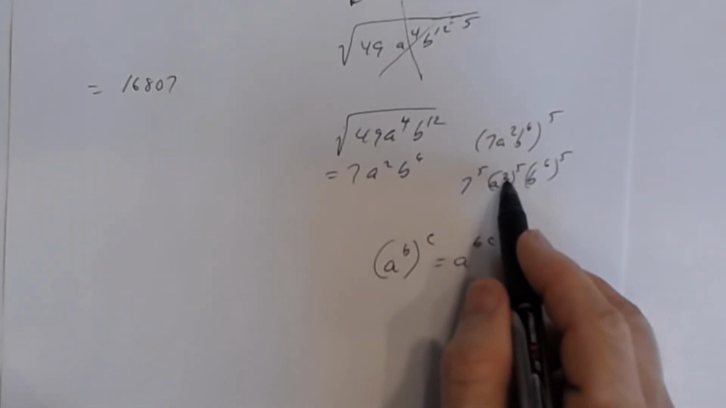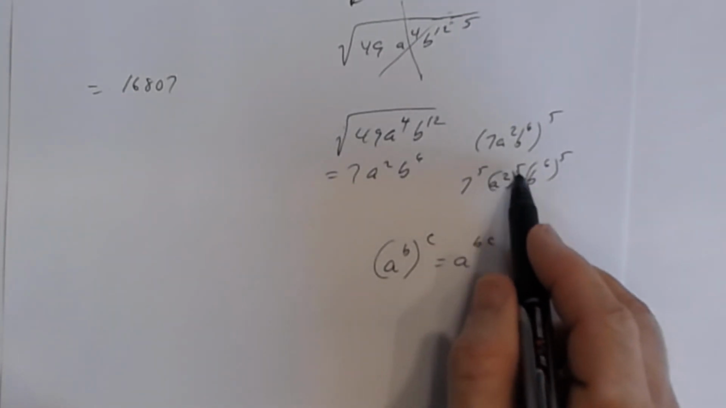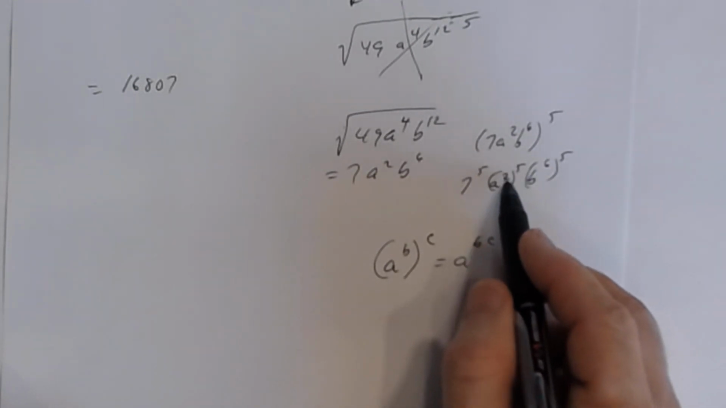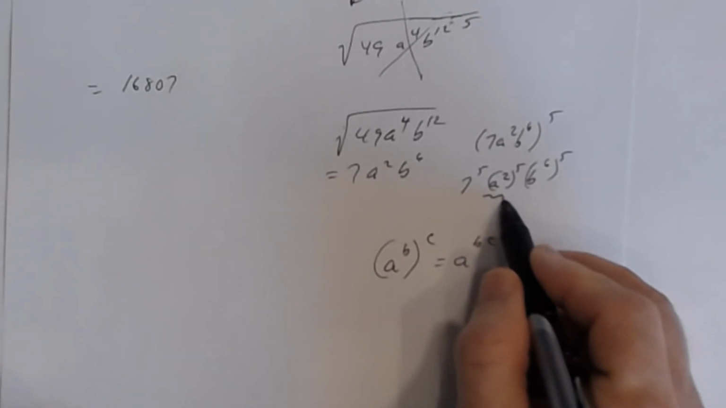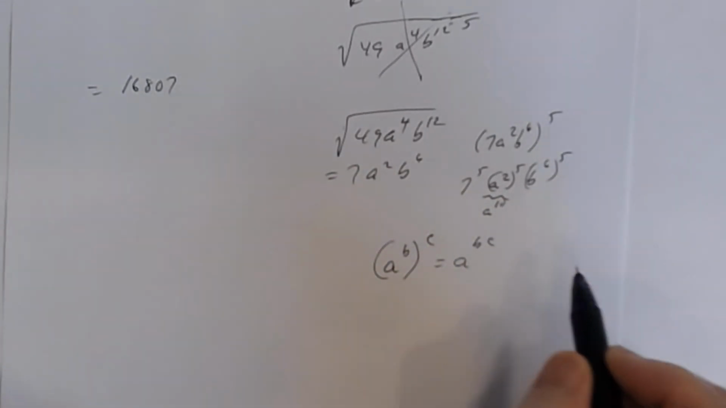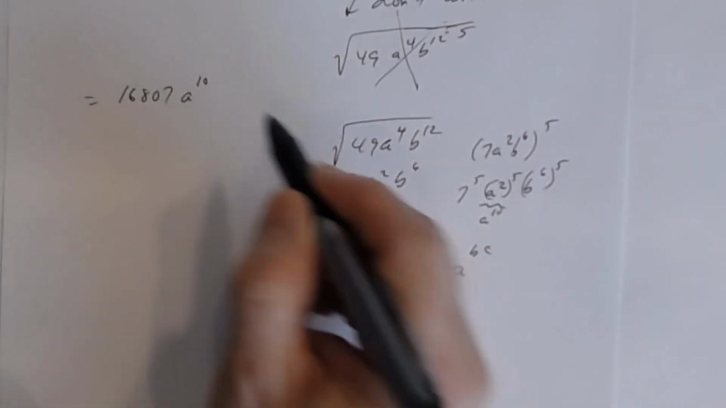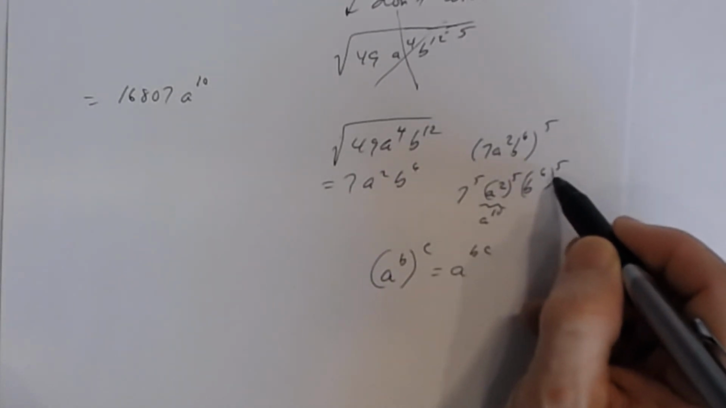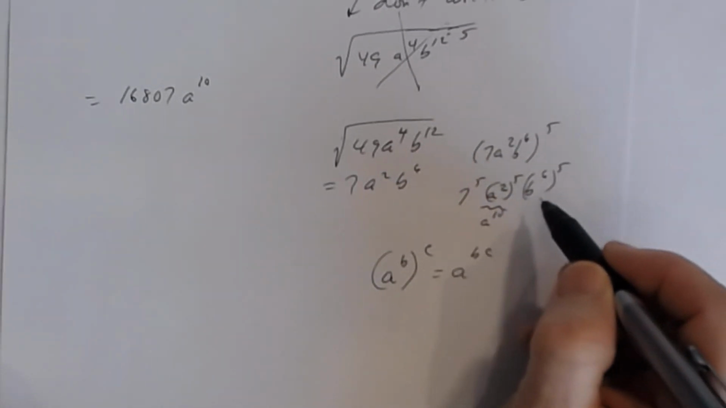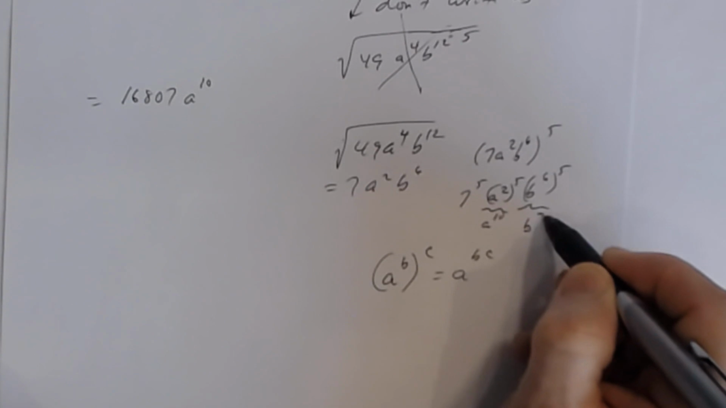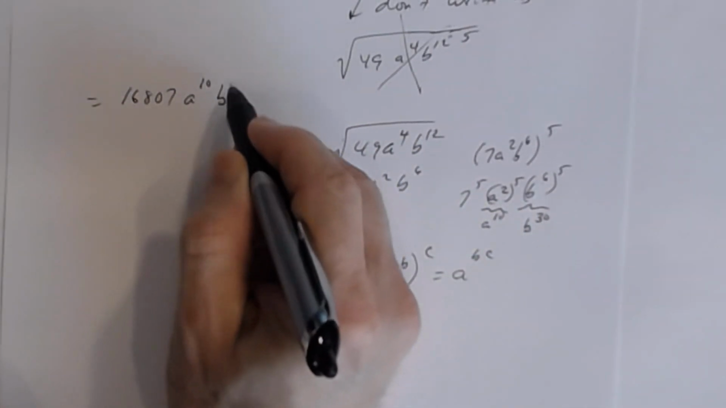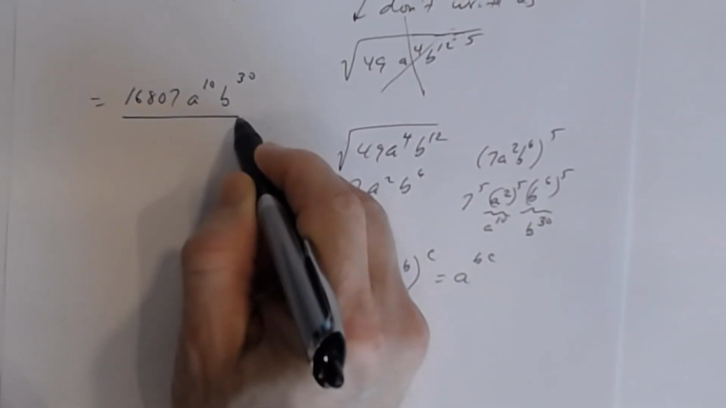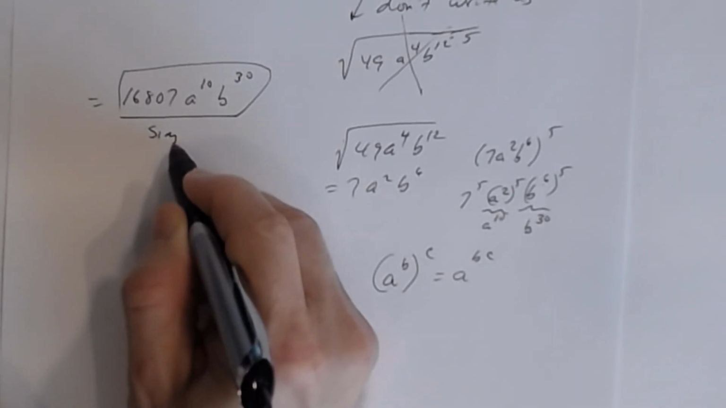So what that means is a squared raised to the 5th. When you have a power raised to a power, you multiply those exponents. So 2 times 5 is 10. So this right here is a to the 10th power. So I get a to the 10th. And b to the 6th raised to the 5th: 6 times 5 is 30. So that right here is b to the 30th power. And so there's your answer when you simplify.